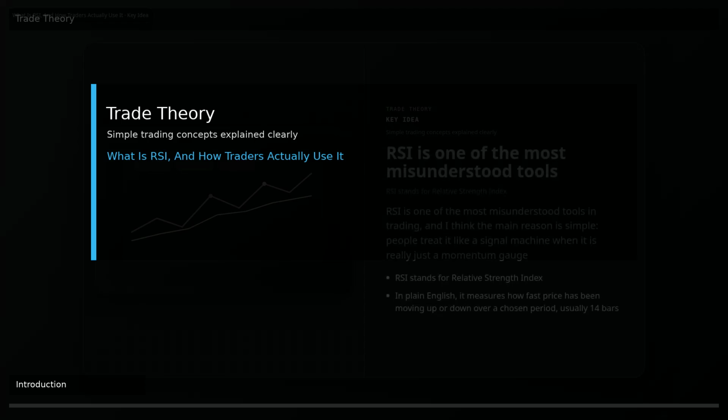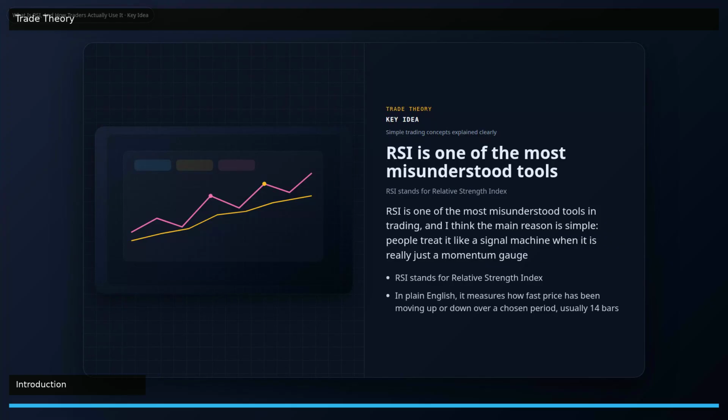RSI is one of the most misunderstood tools in trading, and I think the main reason is simple. People treat it like a signal machine when it is really just a momentum gauge. RSI stands for Relative Strength Index.